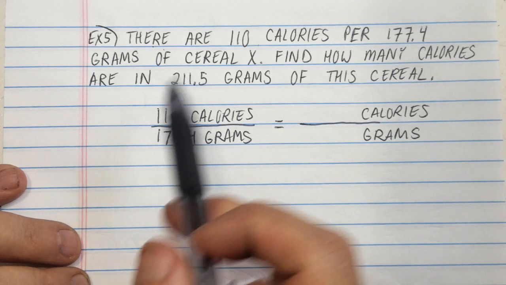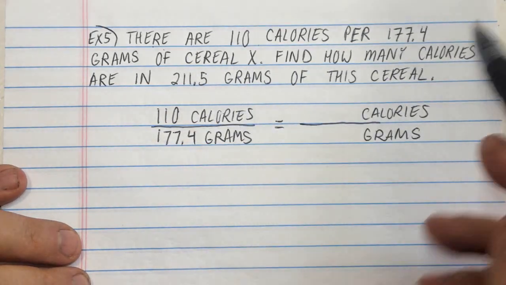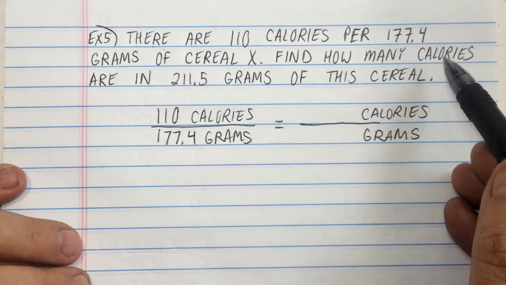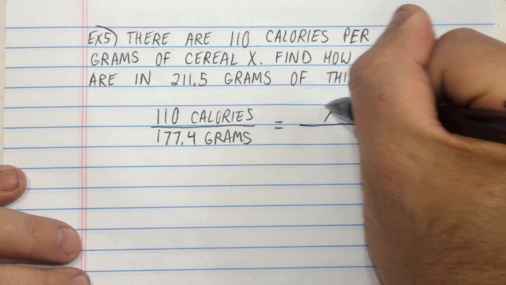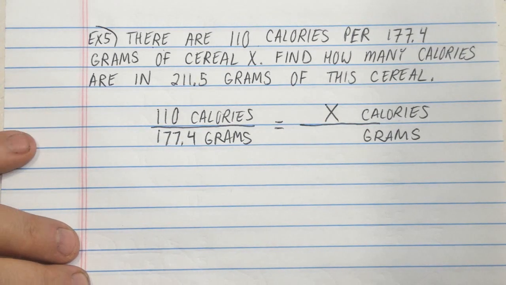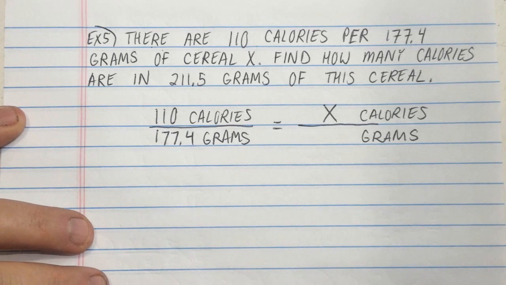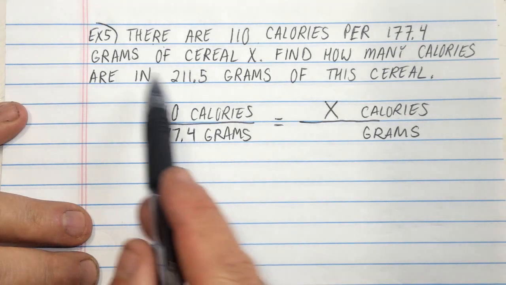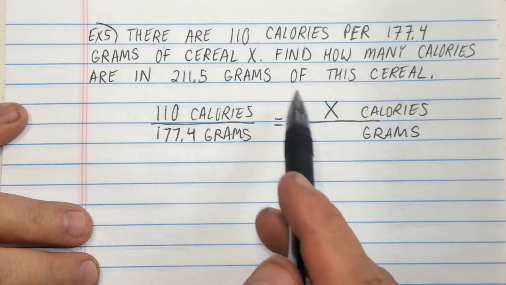So let's go to that second sentence now. It says, how many calories? So again, what I need to find out is how many calories. I don't know how many calories. That is what I'm trying to find out. That is my missing information. So then that's where we use a variable, because I don't know how many calories. That's what I need to solve. I don't know how many calories, but I know there are 200. So again, how many calories are in 211.5 grams?